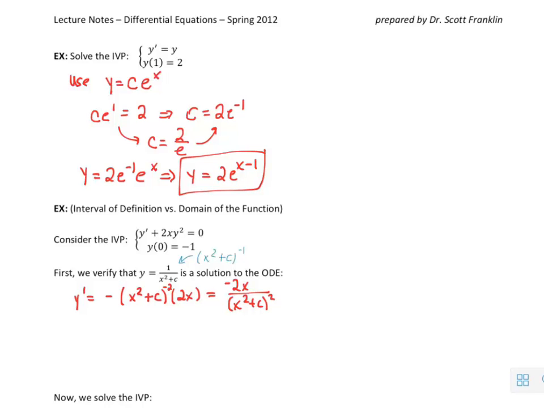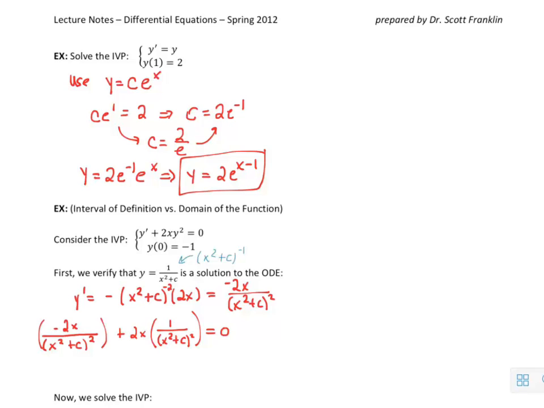Now I'm going to plug this right here into the differential equation right there. And then I'm going to plug the original y into here. And as a result, this is what you get. You'll see a negative 2x over x squared plus c, all quantity squared. Then you see plus, and you have 2x times the original function y, which would be y squared, which would be 1 over x squared plus c quantity squared.